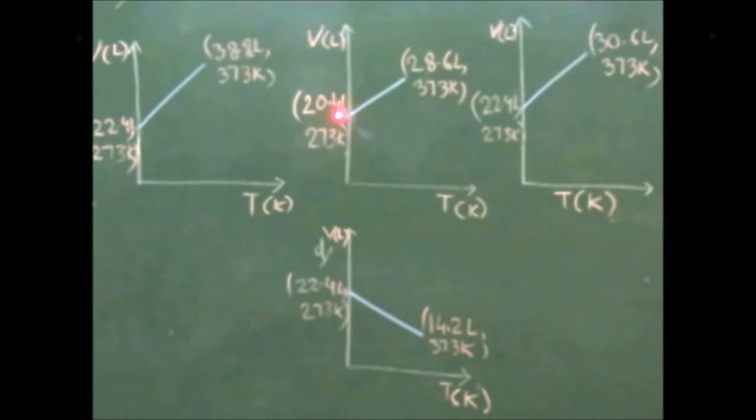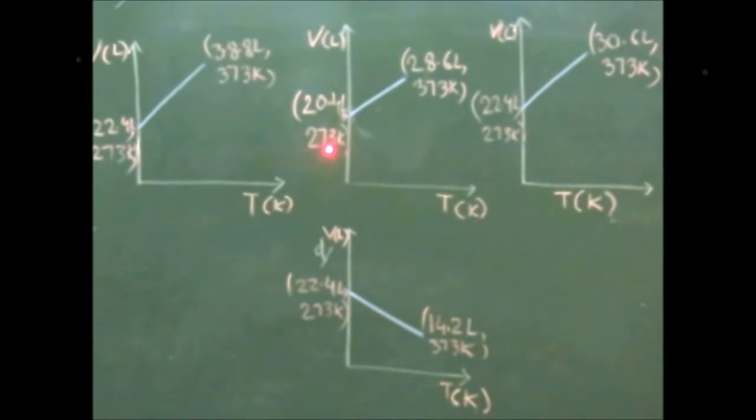There are certain cases in which we can solve the problem just by eliminating the options. In the first case, with the increase of temperature, volume is increasing. It is correct. And for an ideal gas at 1 atm and 0 degrees Celsius, 1 mole of gas occupies 22.4 liters. So now we need to find out whether at 373 Kelvin the volume occupied by 1 mole of gas is 38.8 liters or not. So is this correct or not?